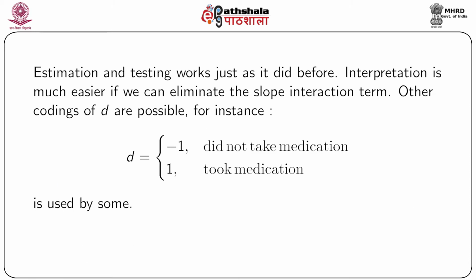Now the estimation and the testing would work just as well in case we had a different kind of coding. So for any factor, if we code it as 0 and 1, we can also code it differently by taking d equals -1 if the person did not take medication and 1 if the person did take medication. Either way, the interpretation of the results after fitting the ANCOVA model will not be different. So this kind of coding is also used by some practitioners.